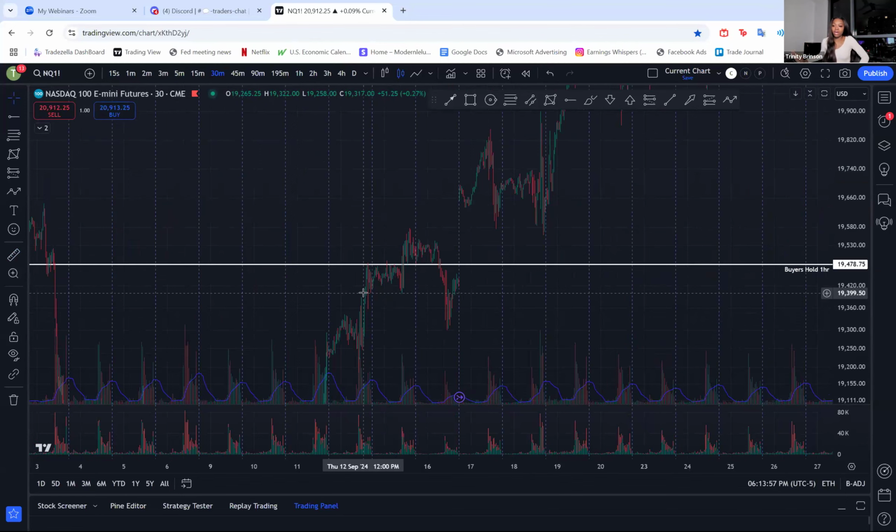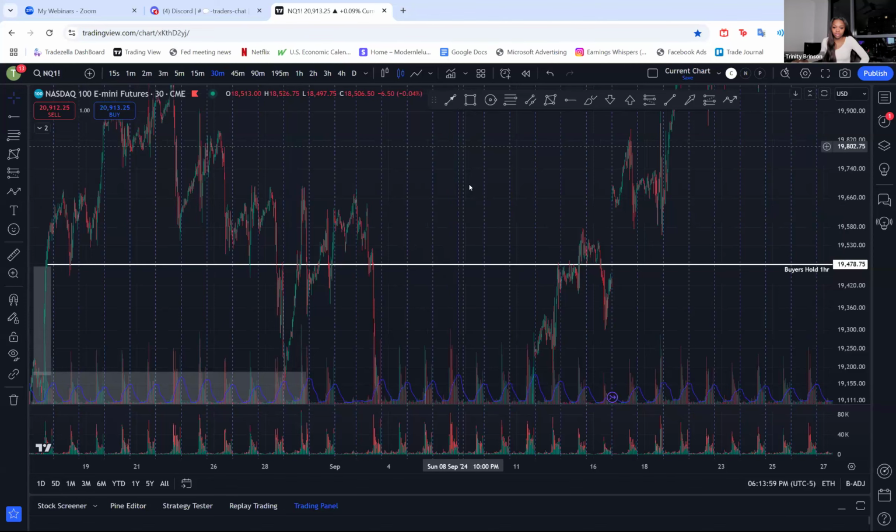Do I use any specific patterns for my entries? No, I don't use those candlestick patterns, okay?